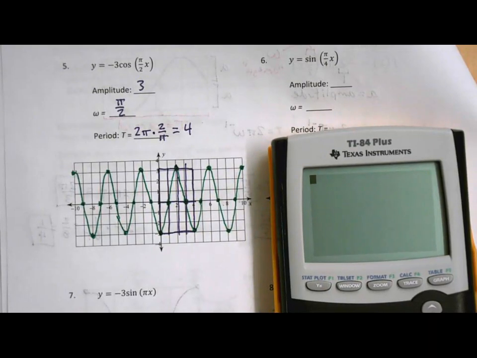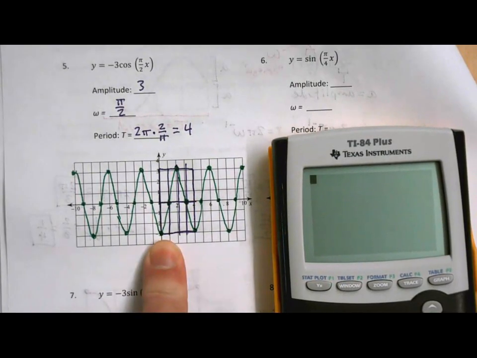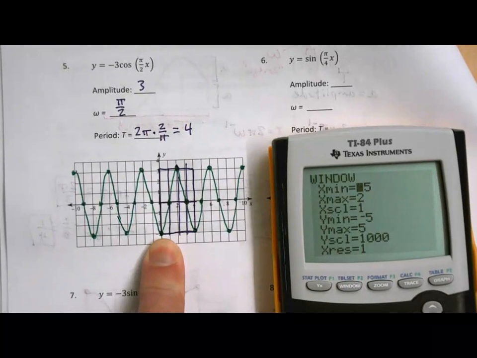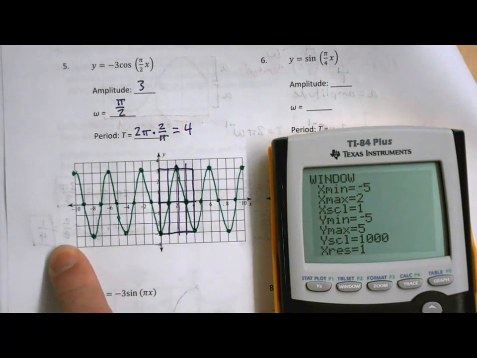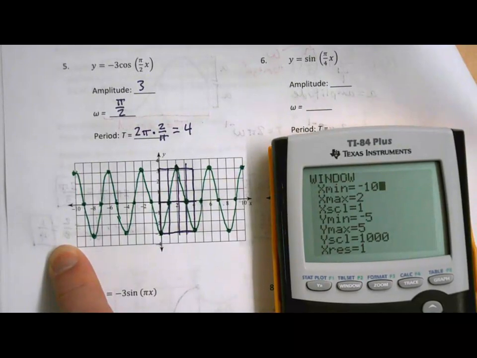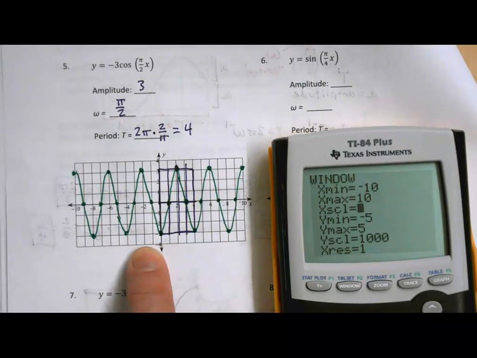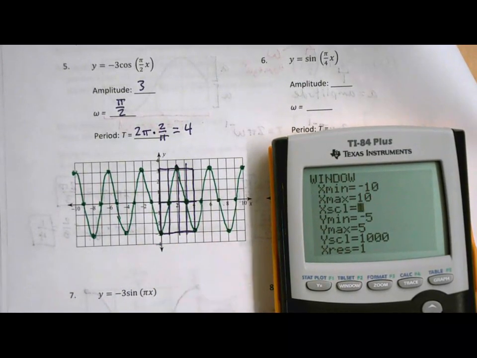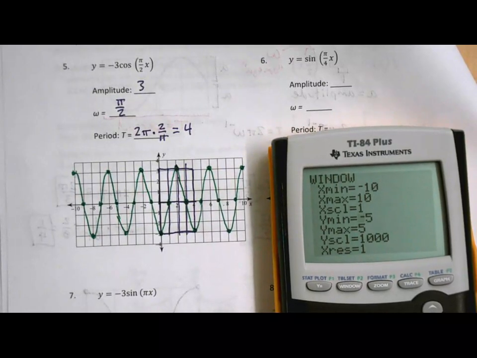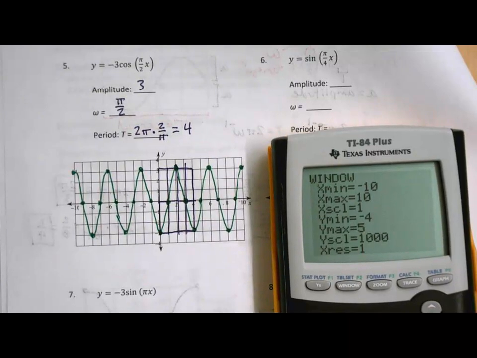All right. Let's set our window first. We want to make it match this. So I'm going to go ahead and go in a window. And I'm going to set my x min to -10 because that's what I see on the left of my graph. I'm going to set my x max to +10. My x scale is how often I see a tick mark. That'll be a 1. Y min, my graph goes down to -4 and it goes up to +4. My y scale is 1 also.